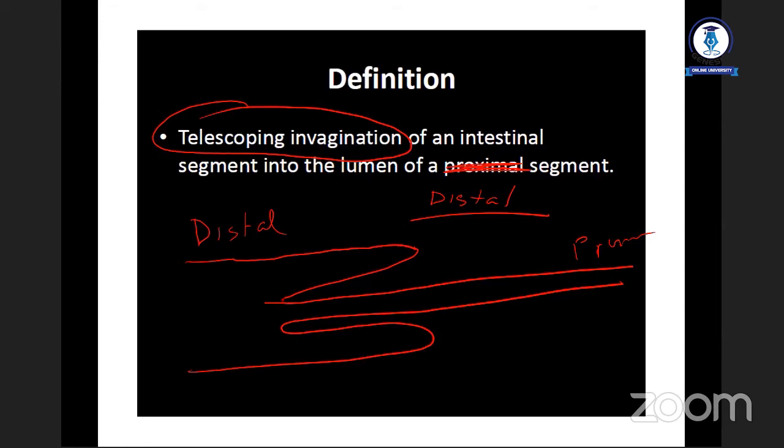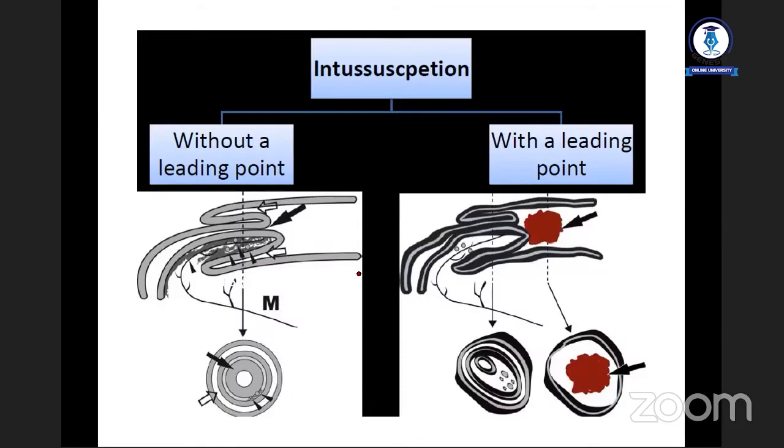This is called the lead point. If there is some pathology over here, for example, a polyp, this part is called the intussusceptum, the inner part of the intussusception, and the outer part is called the intussuscipiens. We will discuss this. So for example, in this case there is no lead point. In this case there is a lead point.